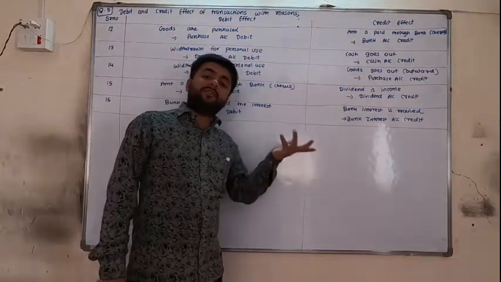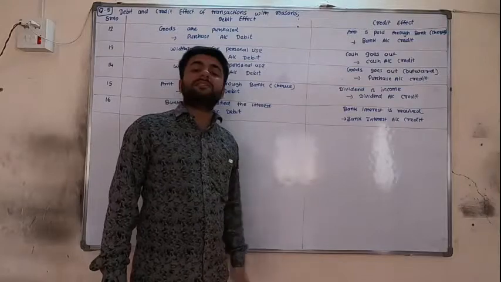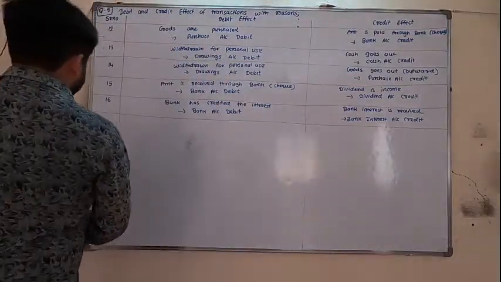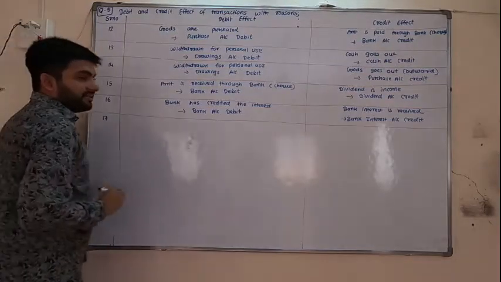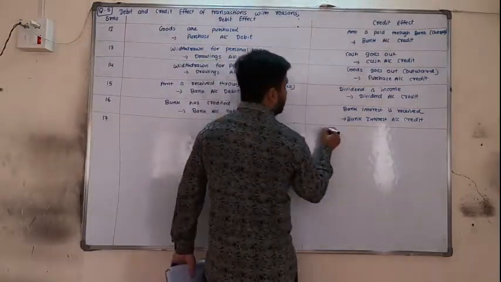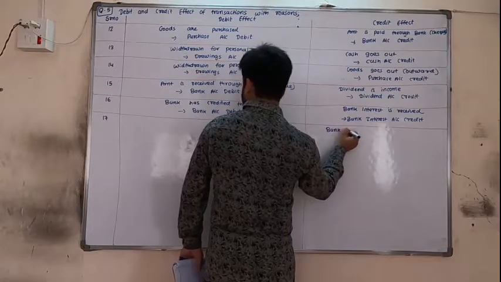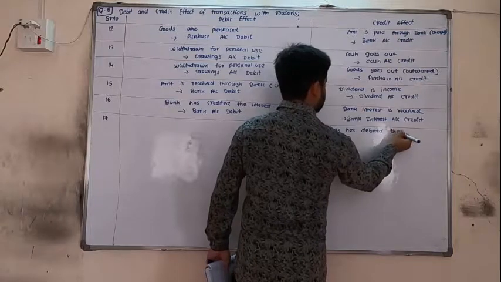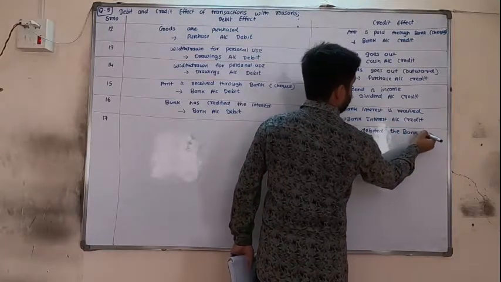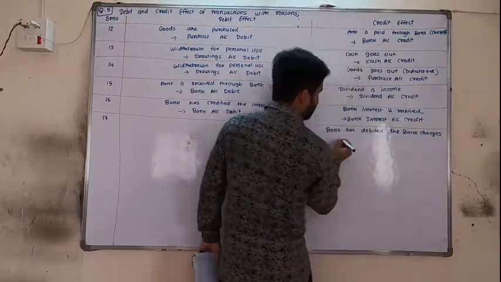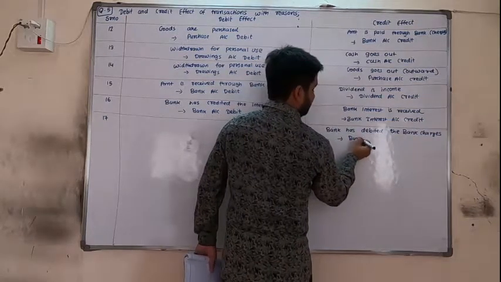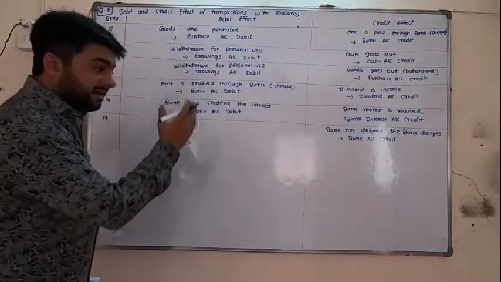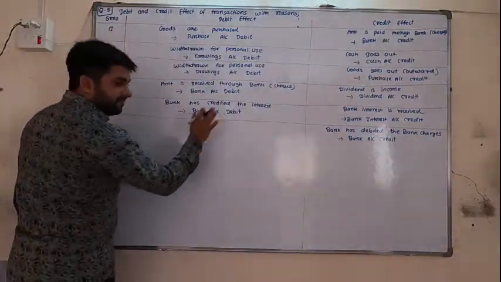And on the opposite side, what is written? Here interest is written, here charges. Okay? Bank has debited 100 for bank charges. So if you are not getting that bank has debited, then first write the credit effect itself. Bank has debited the bank charges, so we will credit the bank. Bank account credit. Now write here, bank has debited, so we have credited the bank.